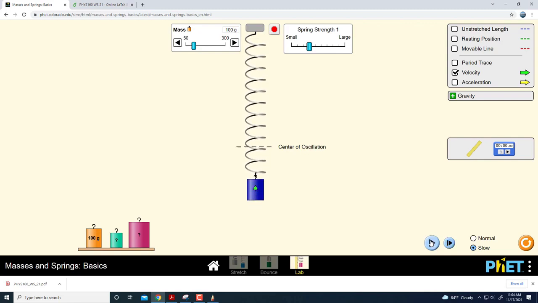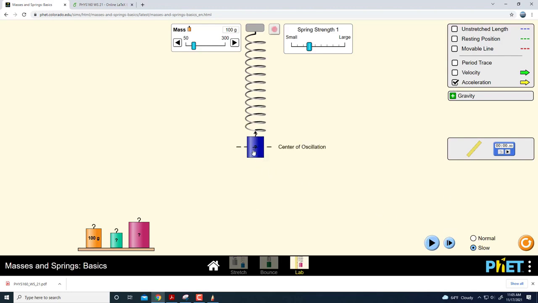you have again zero velocity, and at equilibrium, you have maximum velocity. So based on that, you need to draw the graph, and you also need to draw a graph for acceleration versus time. So let's see how acceleration is changing.